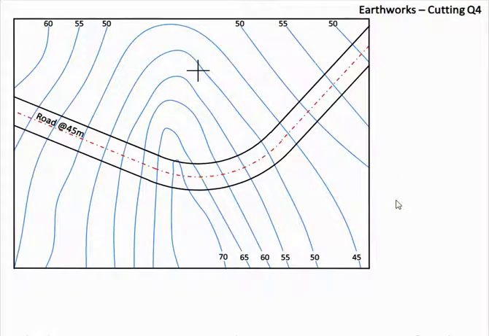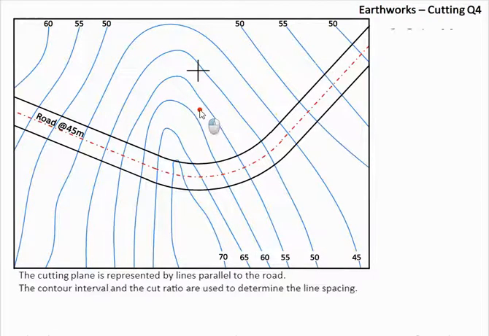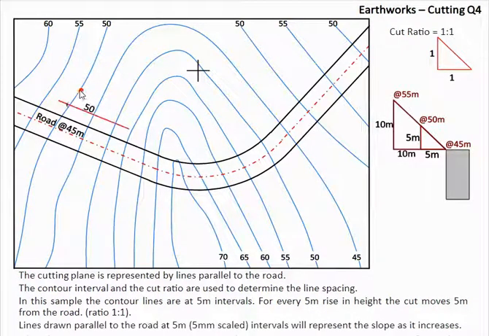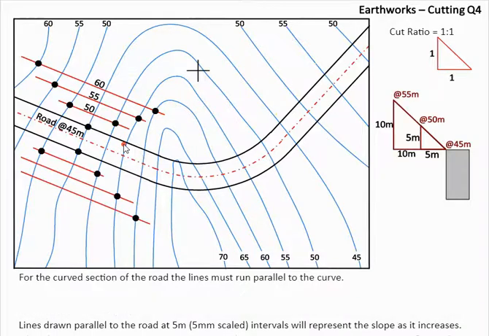Now in this question here we have an actual bend in the road, so I'm going to skip through this fairly quickly. The slope is 1 and 1, and we'll notice it's 5 meter intervals, so 5 meters, and the road is at 45. So we do the 2 level sections here going out at 5 meter intervals, marking off this section here, and then do the lower section of the road here again.